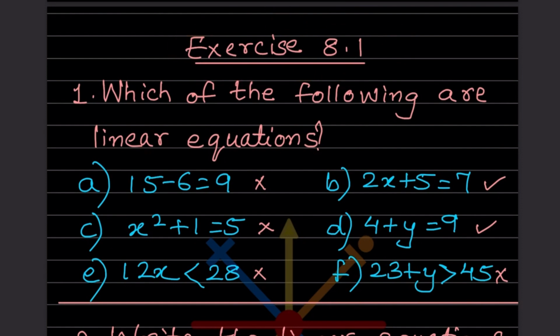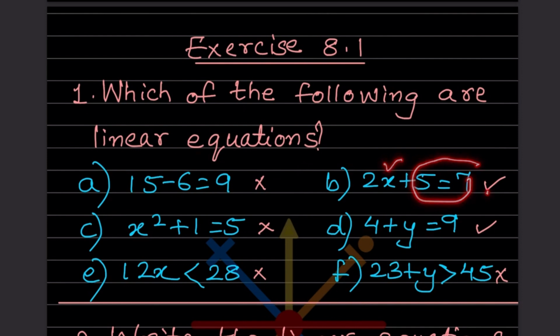Now look here, what do they say? Which of the following are linear equations? Now you know a linear equation should have a variable and the power should be 1. In the first case, 15 minus 6 is 9. This is not a linear equation because here we don't have any variable, just numbers. Now in the second one, here is x and these are the constants.